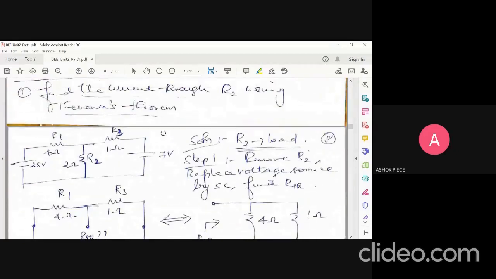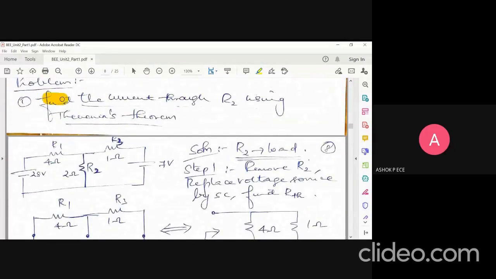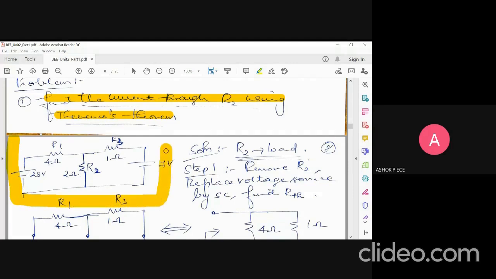Find the current through the resistance R2 using Thevenin's theorem. See the diagram. R1 is given 4 ohms. R3 is given 1 ohm. R2 is 2 ohms. You have two batteries, 28 volts and 7 volts, on either side. This is your actual original circuit given to you, and they're asking us to find the current through the resistor R2.